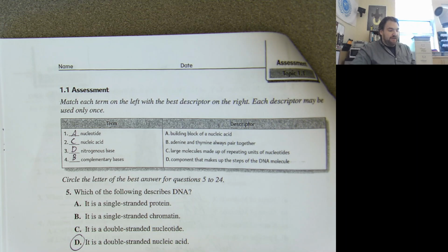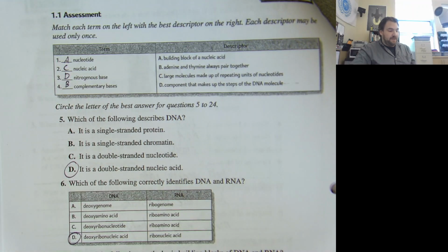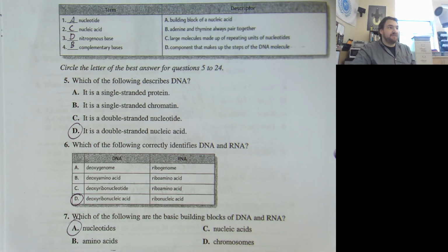Which of the following correctly identifies DNA and RNA? Number 6 is D. Number 7, which of the following are the basic building blocks of DNA and RNA? A. Nucleotides.